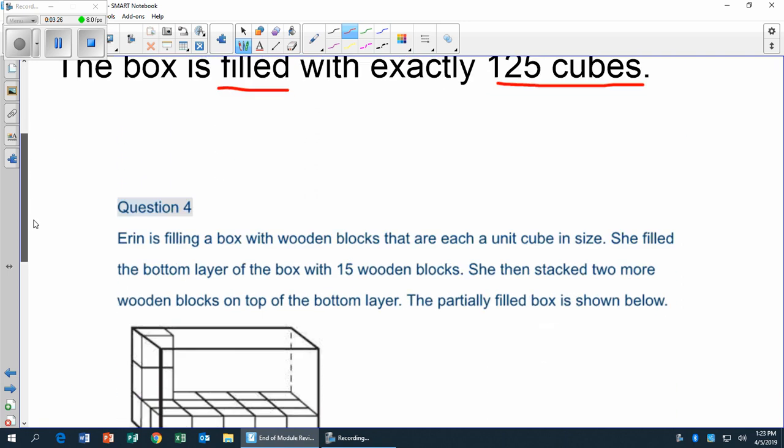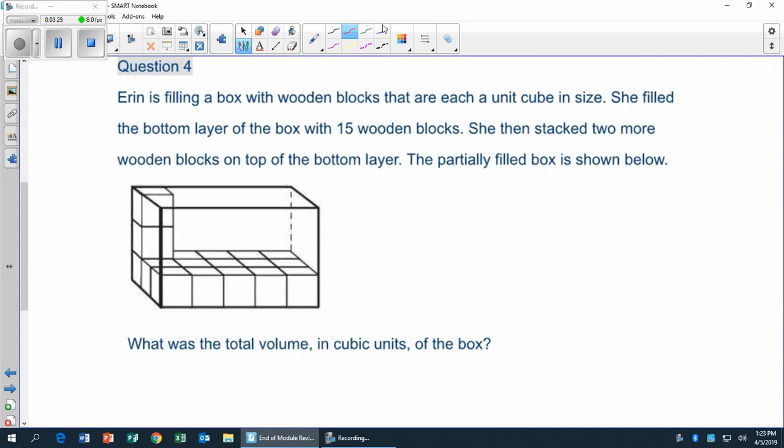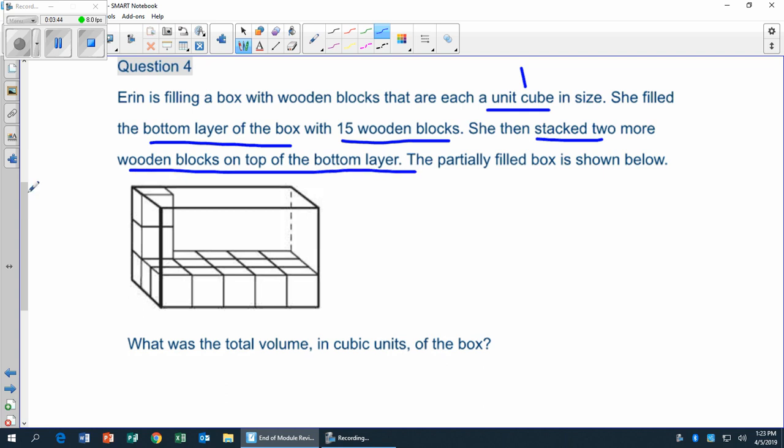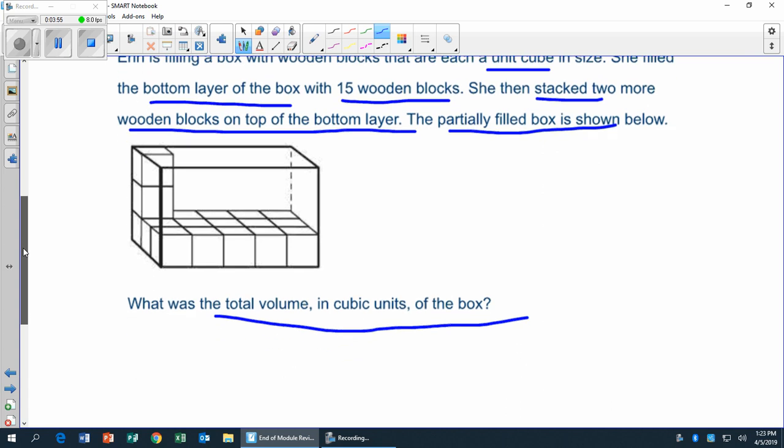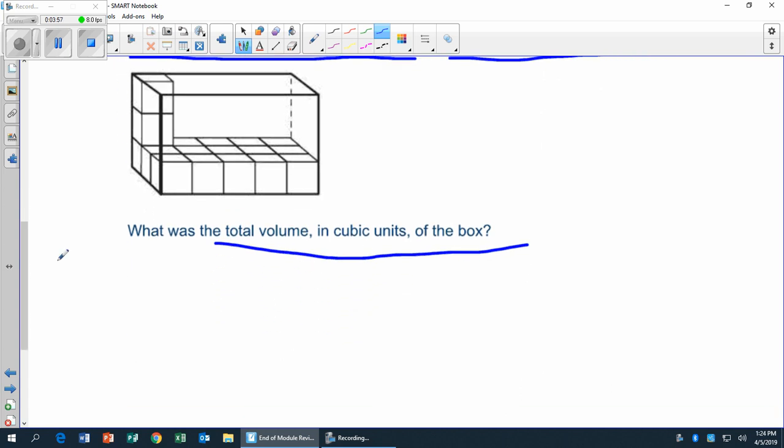So next, we go on to question 4, and we have Erin. And Erin is filling a box with wooden blocks. They're each 1 unit cube, which means that they're worth 1. She fills the bottom layer with 15 wooden blocks, and then she stacks 2 more wooden blocks on top of the bottom layer. This is our partially filled box, but we want to know the total volume of the box. And the total volume of the box, not just the partially filled, is we want our length times width times height.